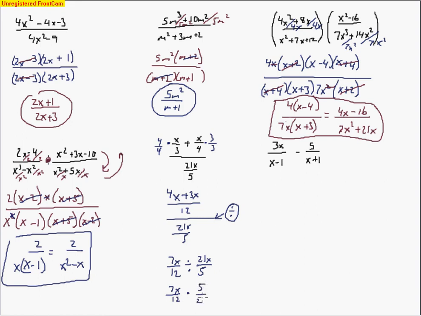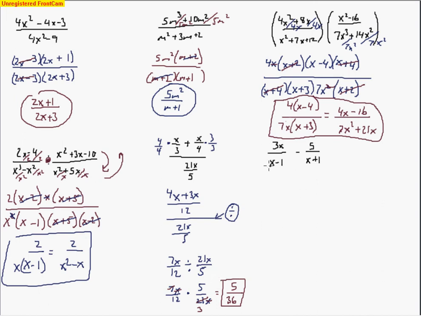See what cancels out. And so what we can see in this case is that the 21 and the 7 have a common factor. So 21 changes to 3, and the x's cancel out as well. So let's see what's left over. We got 5, and then 12 times 3 makes 36. So 5/36 is our answer.